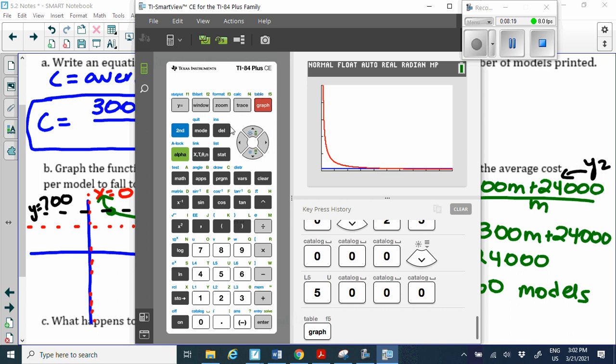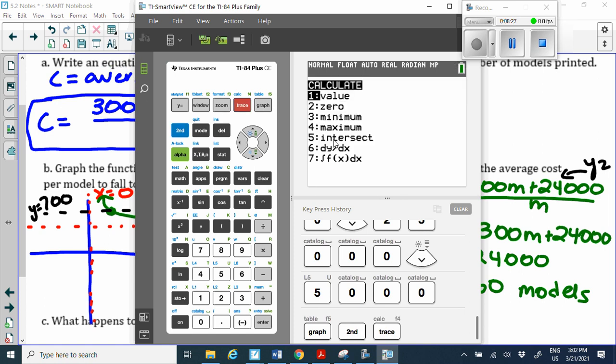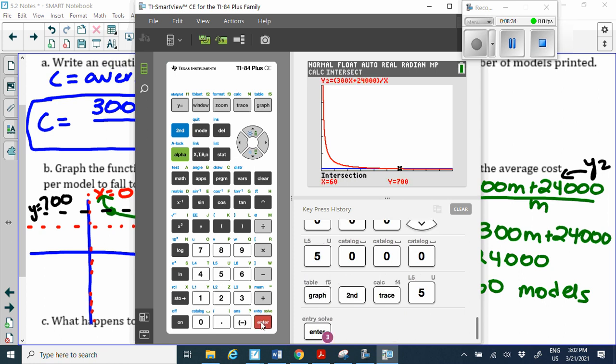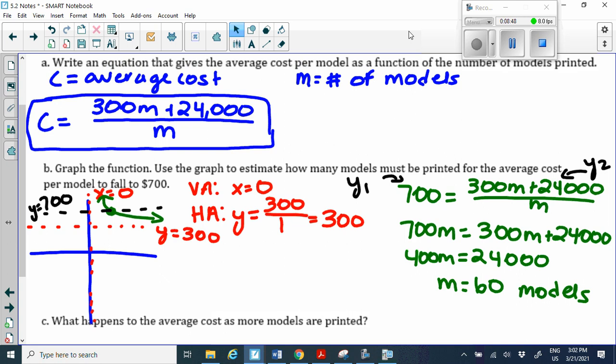So to do intersect, we're going to go to trace. Really, we're going to do second trace. So press the blue button and then trace. And then we're going to go to number 5, which says intersect. And so all you have to do is press enter 3 times. 1, 2, 3. And notice we do get an intersection of 60, 700, which is correct. So 60 represents the number of models, and then we have the average cost of 700. So we basically did this correctly both algebraically and graphically.